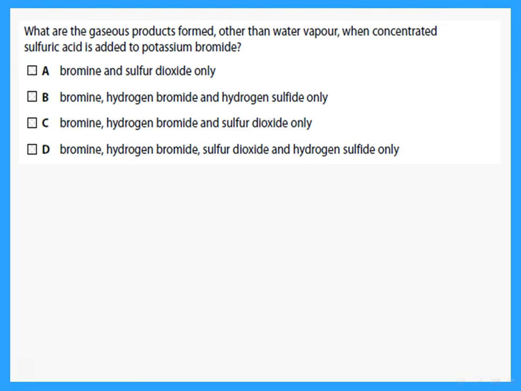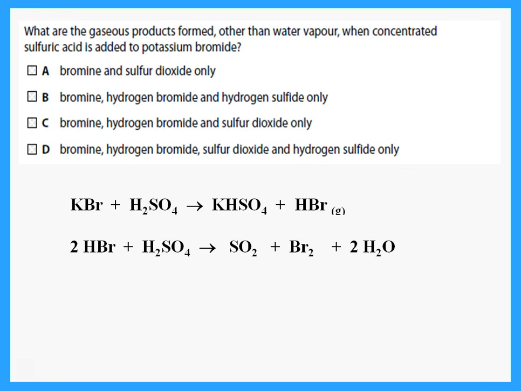What are the gaseous products formed other than water vapor when concentrated sulfuric acid is added to potassium bromide? So remember, when we're reacting it with the bromide, we said it will form HBr. And then the HBr will go back and react to form SO2 and Br2. So my products would be bromine, hydrogen bromide, and sulfur dioxide.